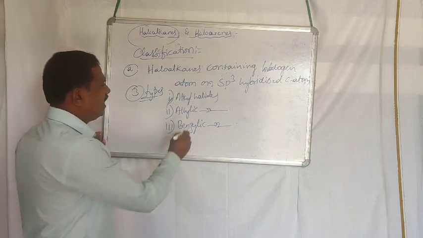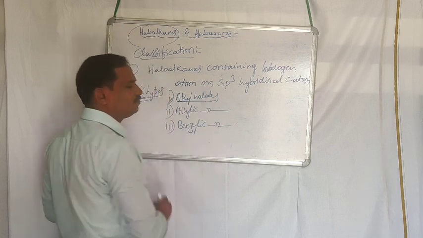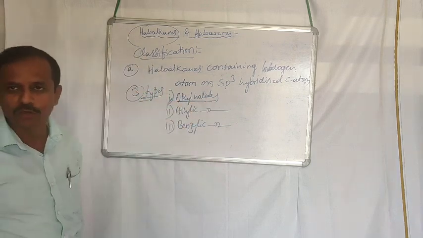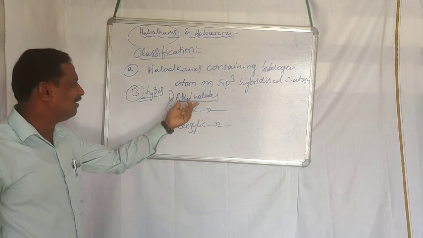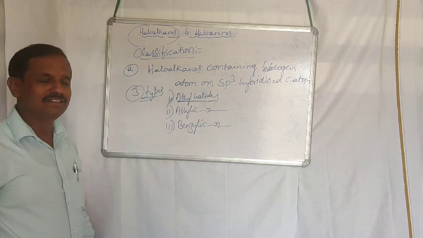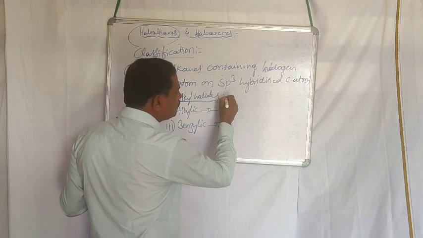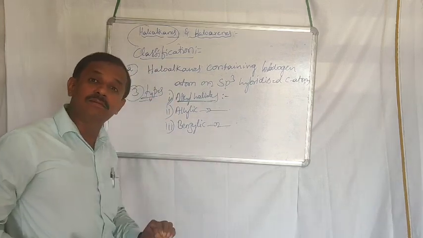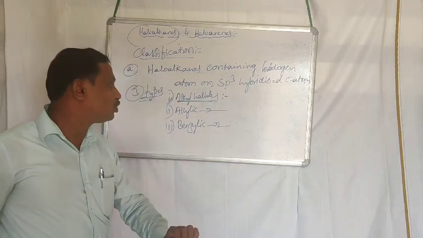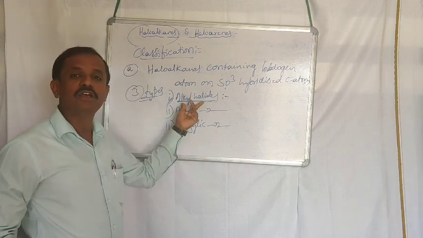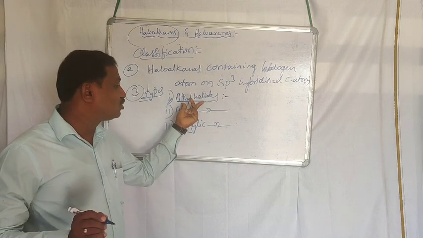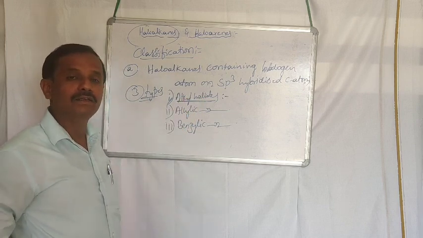First we will discuss alkyl halides. These are also called haloalkanes. The halogen derivatives of alkanes are called alkyl halides. In these compounds, the halogen atom must be attached to an alkyl group only.